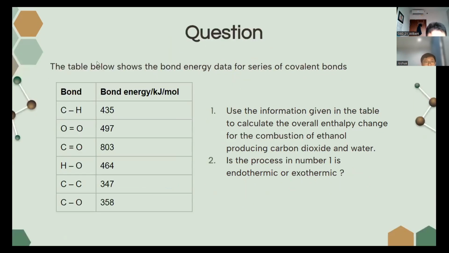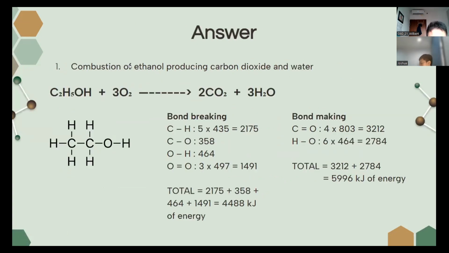So for the question, the table below shows bond energy data for a series of covalent bonds. This is the bonds. So number 1, use the information given in the table to calculate the overall enthalpy change for the combustion of ethanol producing carbon dioxide and water. We're going to do question 1 first. So the answer for number 1 is C2H5OH + 3O2 = 2CO2 + 3H2O.